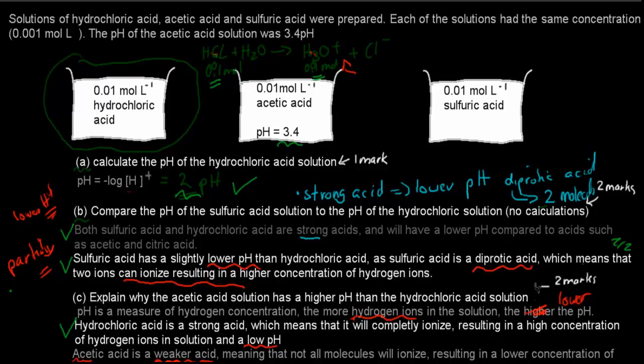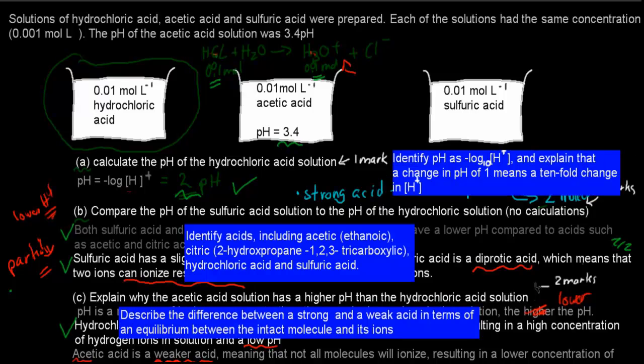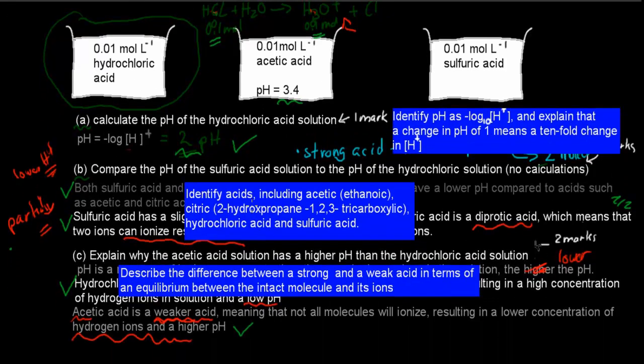And these questions came from these various dot points. So identify acids including acetic acid, citric acid, hydrochloric and sulfuric acid. And as you can see, the ones given here were hydrochloric, acetic and sulfuric acid. So they were the ones mentioned because they were also in a dot point, this one, and this one. Describe the difference between a strong and a weak acid in terms of an equilibrium between the intact molecule and its ions. And that was question C, which came from that one.